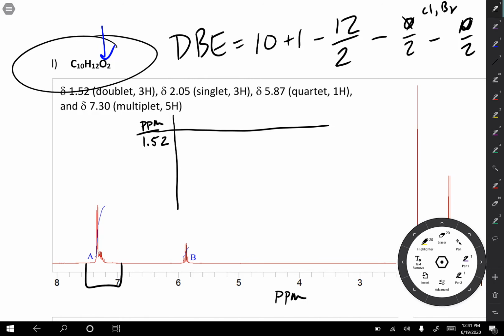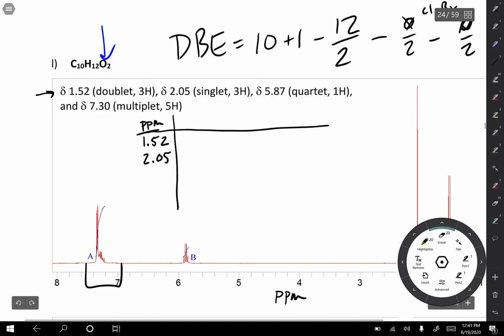Really great way to keep your work in check. So I'm just going to list them from lowest to highest. These are actually listed here already, which is fantastic. Makes it even easier. 2.05, 5.87, and then we have 7.30, okay?